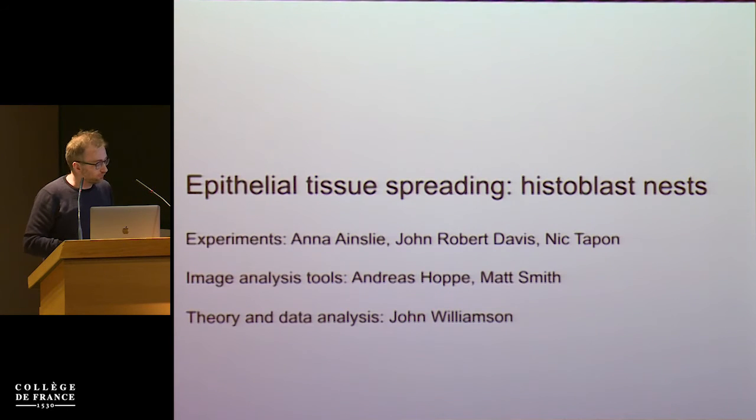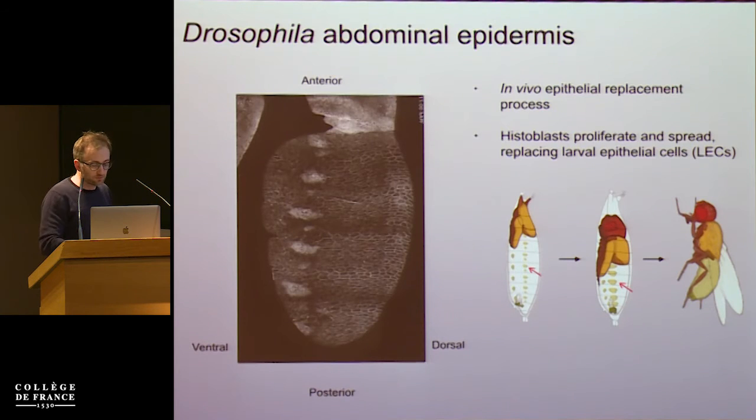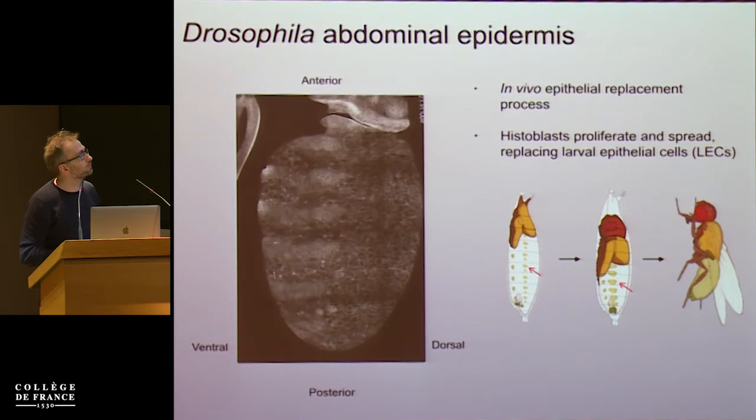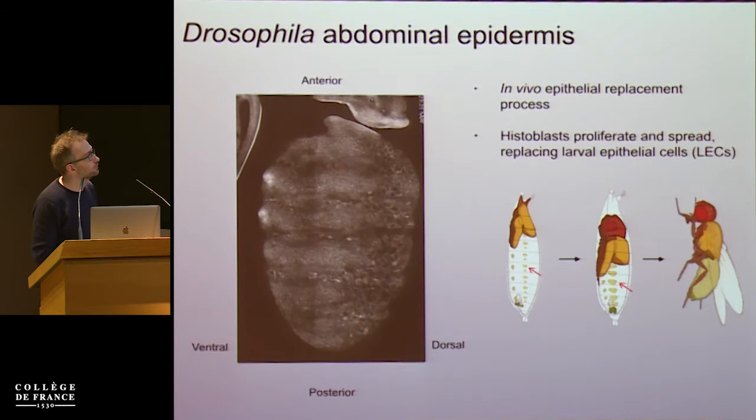Okay, so that was about folds, and the other thing I wanted to tell you about is ongoing work that we're doing with Nick Tapon, also in the Crick, on a histoblast nest. And so this is about flows. And so now there is no fold formation, so well, maybe a little bit, but the shape of the tissue in 3 dimensions is not changing very much.